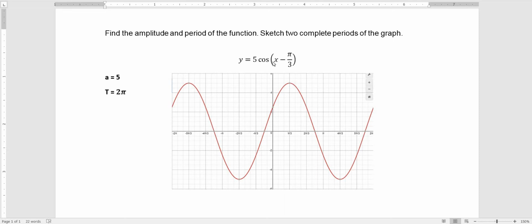Now if they'd had like a 2 here, 2 pi divided by 2, our period would have been pi. So it can change. This one happens to be 1.